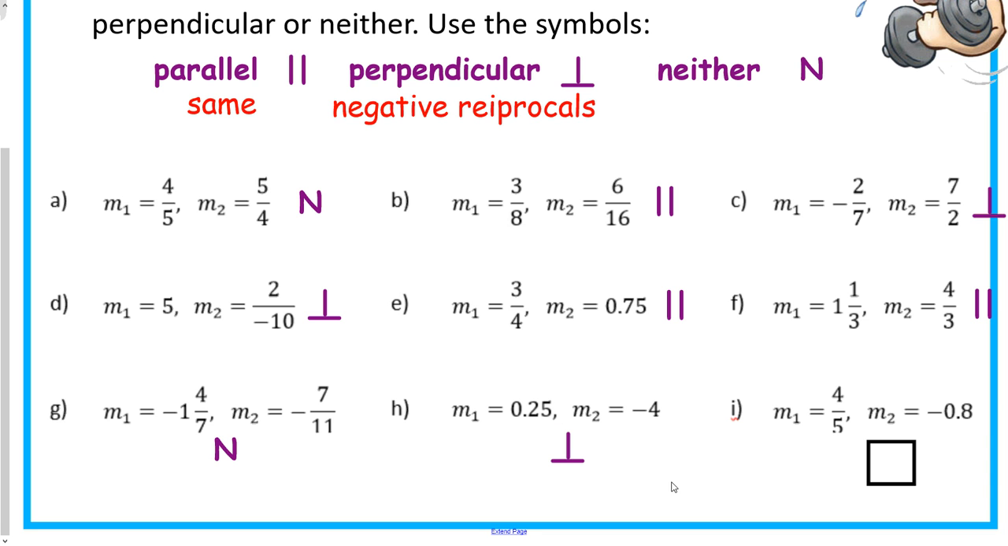So those are perpendicular. And the last one, 4 over 5 is equal to 0.8. So we've got 0.8 and negative 0.8. They're not negative reciprocals, which means it's going to be neither.